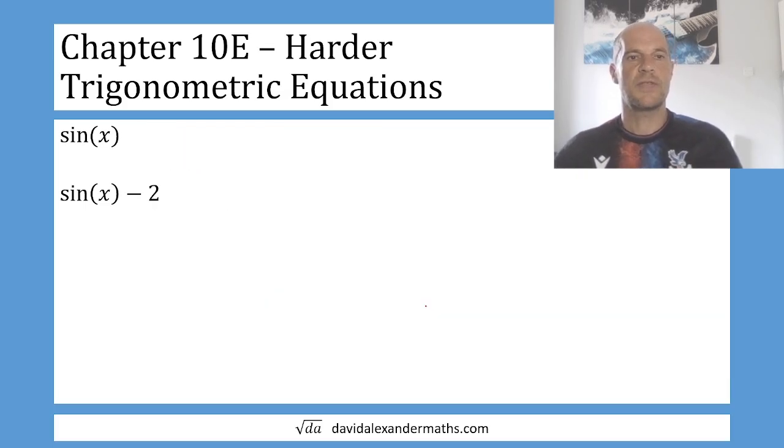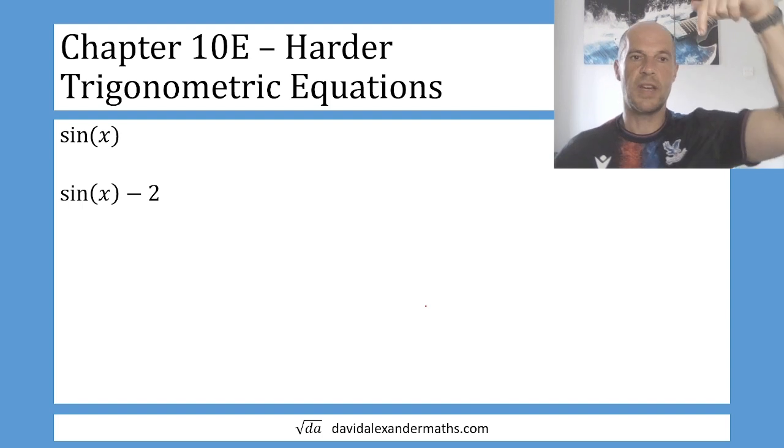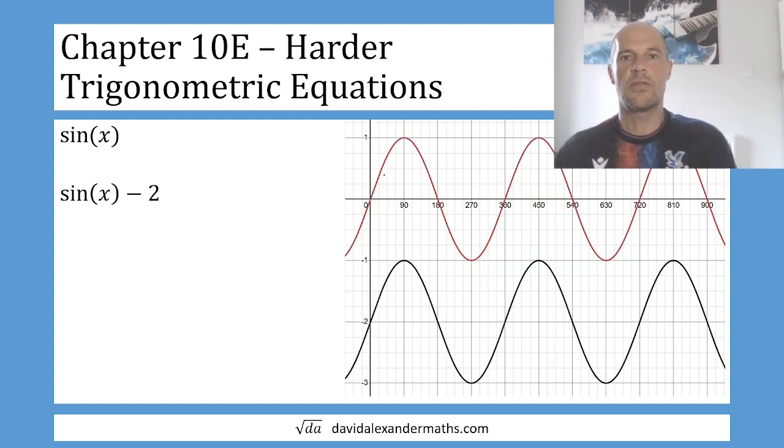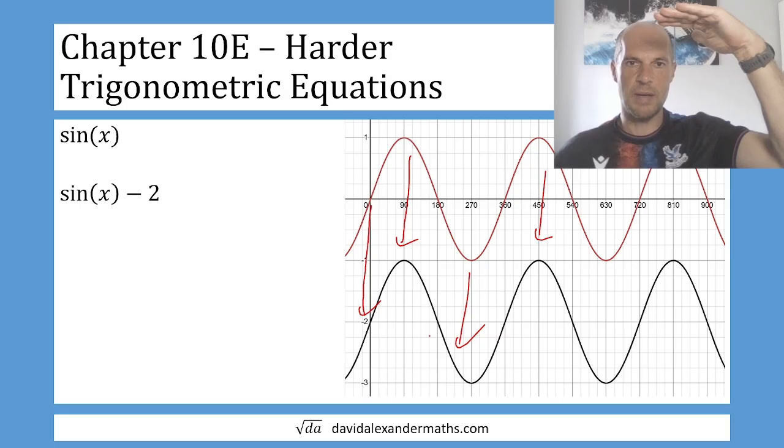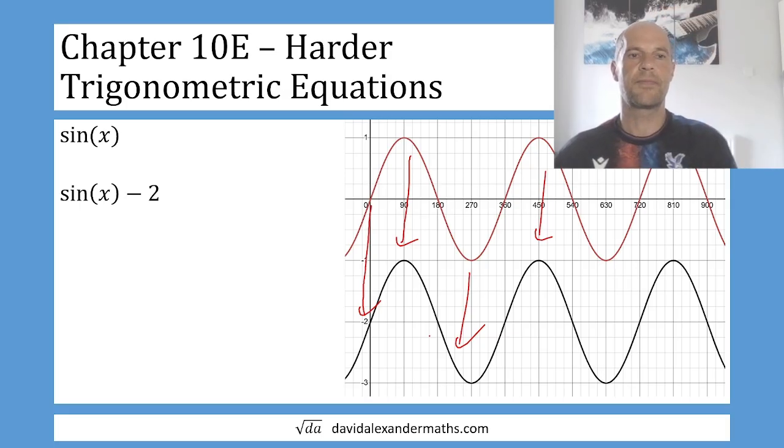What about sine of x versus sine of x minus 2? Well, if sine of x plus 1 meant the graph was just moving up 1, here we're moving down 2. So the red line is sine of x, and if we move every point down 2, so this is just a vertical translation, the black line is sine of x minus 2. It's just affecting the y coordinates, everything is being moved down by 2.